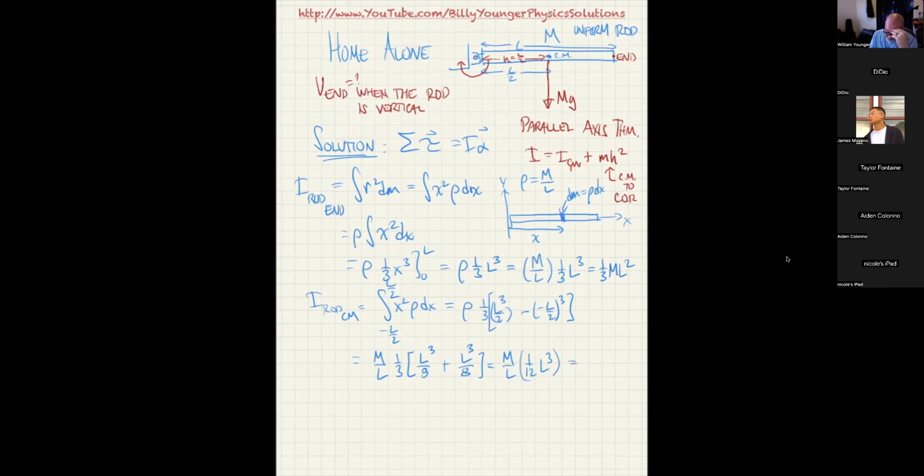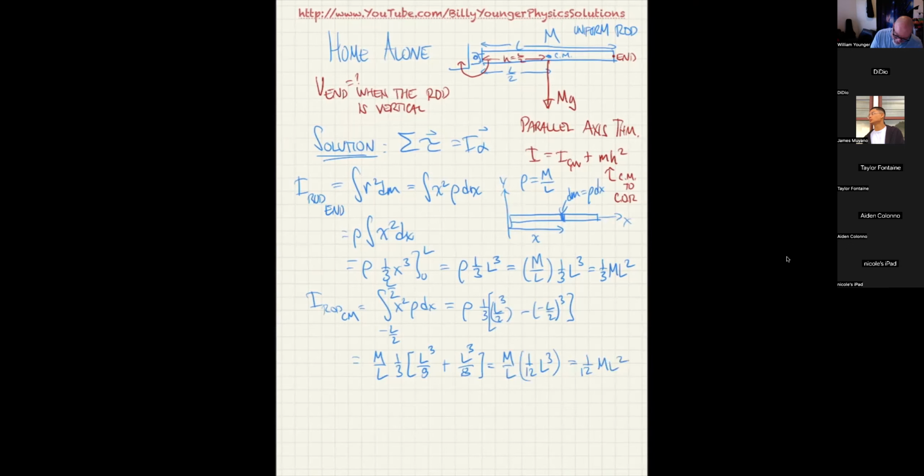So about the center of mass, we expect this to be 1/12. Let's make sure I got that right. 2 over 8 would be 1/4. 1/4 times 1/3 would be 1/12. So it'd be 1/12 mL squared.